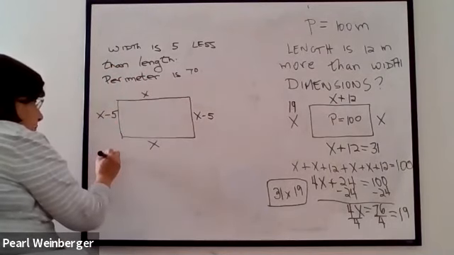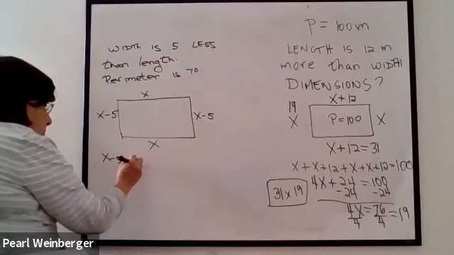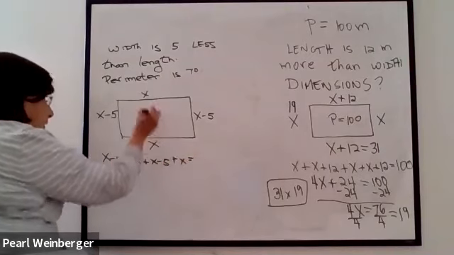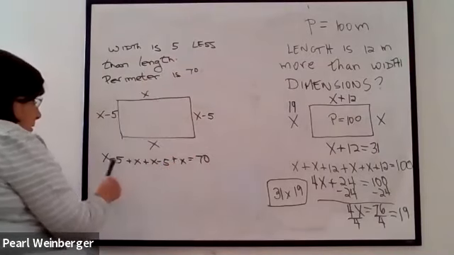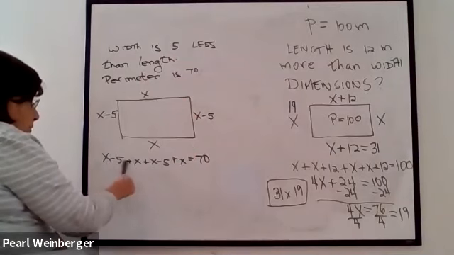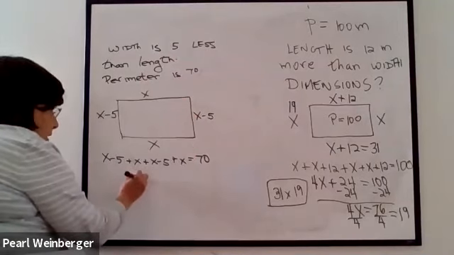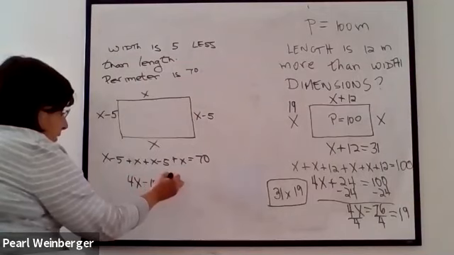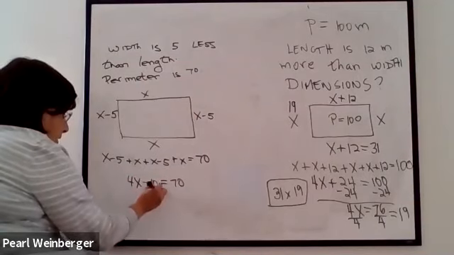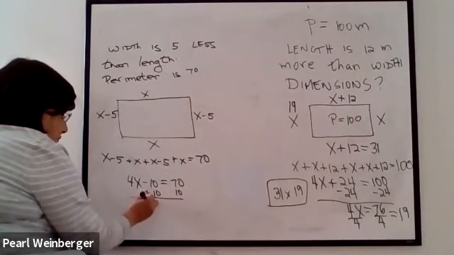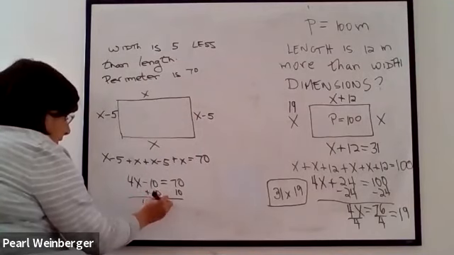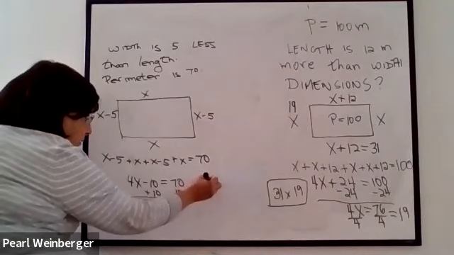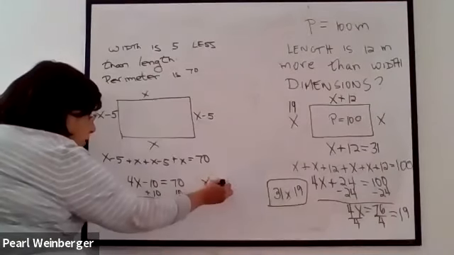So my perimeter is x minus 5 plus x minus 5 plus x plus x. Those are the 4 sides added up, and they add up to 70. And now I add up the like terms. This is 1, 2, 3, 4x. Negative 5 and negative 5 is minus 10. So 4x minus 10 is 70. If I add 10 to both sides, I get 4x equals 80. So it turns out that x equals 80 divided by 4, which is 20.